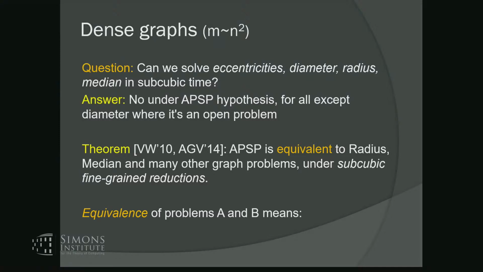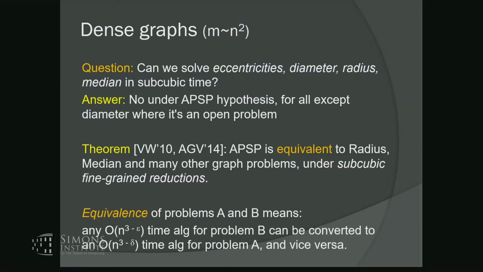And so in the dense case, we actually have this kind of whole web of equivalences between a bunch of different problems. And let me just clarify what the definition of equivalence means. It's that if you have a truly subquadratic time algorithm for problem B, it can be converted into a truly subquadratic time algorithm for problem A, perhaps with these epsilon and delta being different values.